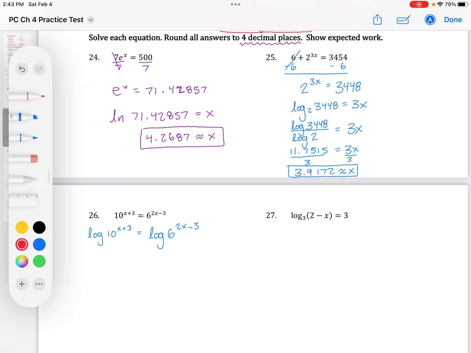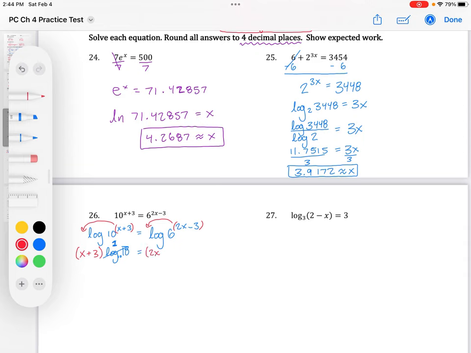The reason I do that is because then you can use that power property to bring that exponent to the front. So now your exponent, which has the variable in it, is no longer trapped in that exponent part. For this one, the left-hand side is kind of nice because this log of 10, since we're using base 10, is just 1. So it doesn't really factor into our solving.